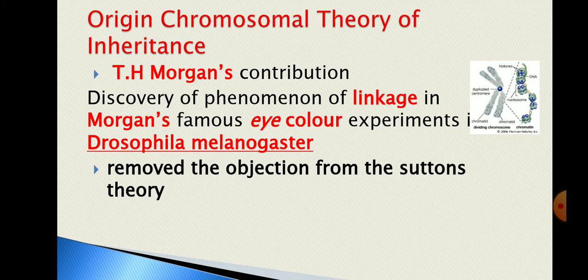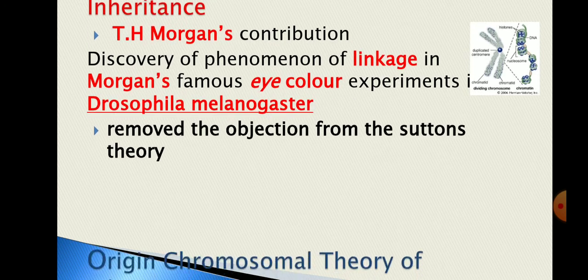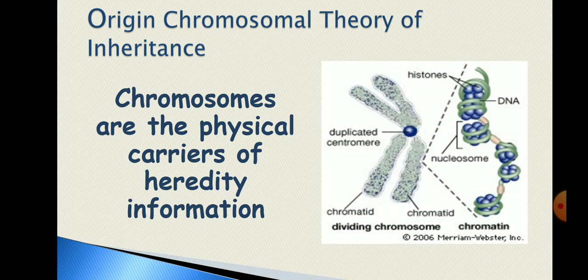T.H. Morgan's contribution. The discovery of the phenomenon of linkage in Morgan's famous eye color experiments in Drosophila melanogaster removed the objection from Sutton's theory. So now the definition of chromosomes: chromosomes are the physical carriers of hereditary information.